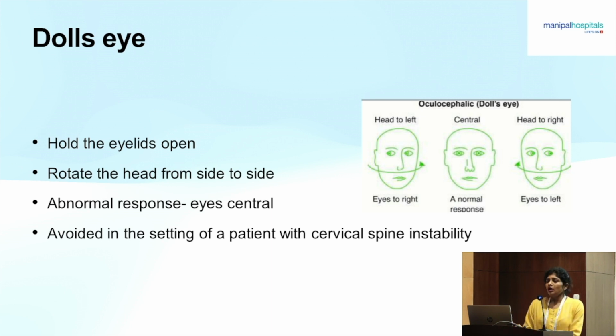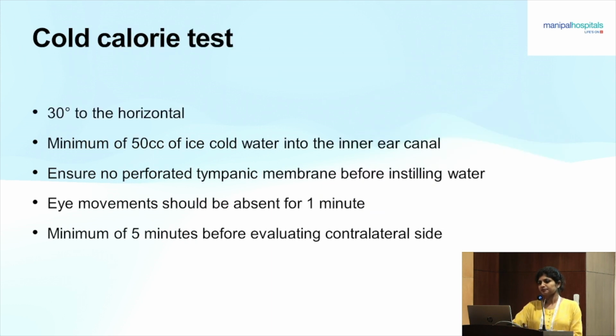In a brain dead patient, what you will see is the eyes will be fixed at the center. The eyeball does not move. The normal response is that when you move the head to the right, the eyeball will move to the left. But you don't see that in a patient who is brain dead. After that, the cold caloric test, or vestibulo-ocular reflex.